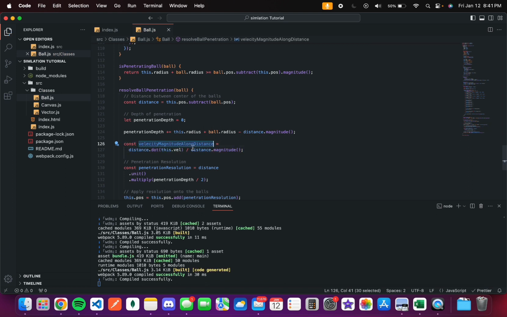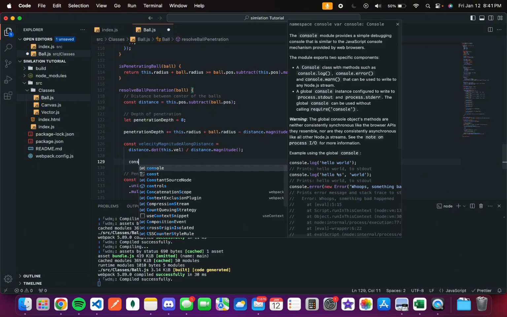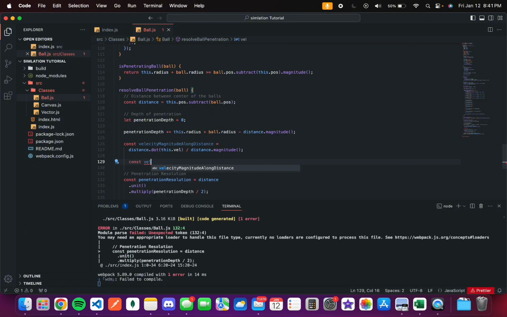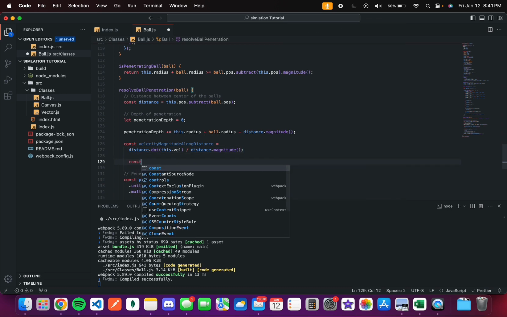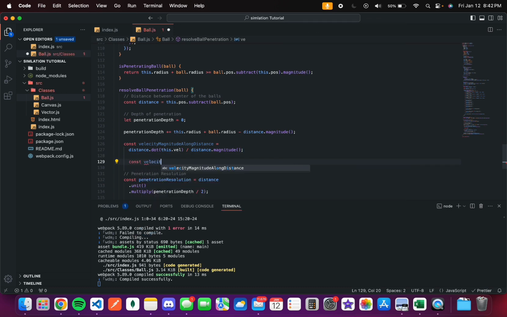So this is the velocity magnitude along the distance. Then we do, and then we get the velocity along the distance itself. I just noticed that I made a mistake here. I'll fix it.